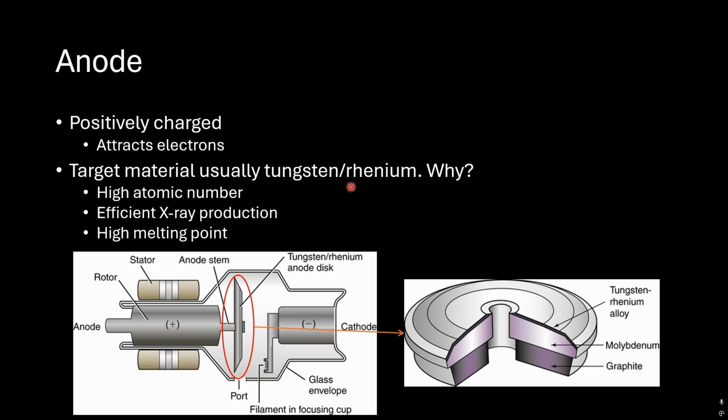The target material is usually tungsten or rhenium. Why? Because it has a high atomic number, efficient X-ray production, and a high melting point. Why do we need a high atomic number? Because with a high atomic number we can produce more X-rays, and from producing those X-rays we will have very high heat in the anode side. This is why you need a high melting point in that material. We can see the disk here, where photons will be produced, and it's made from these materials. The most important is tungsten.